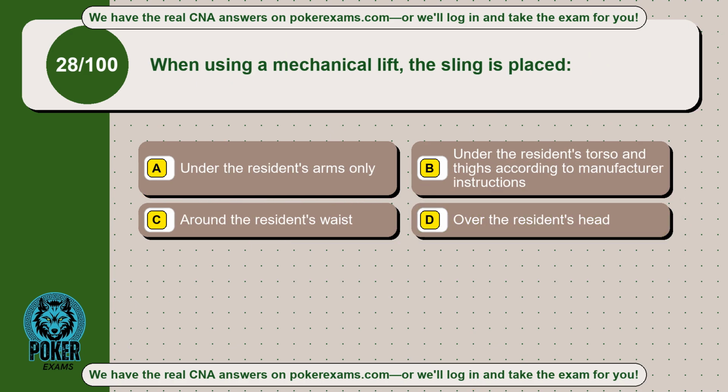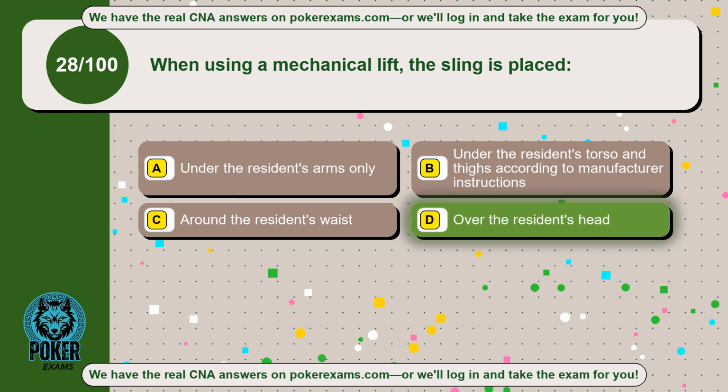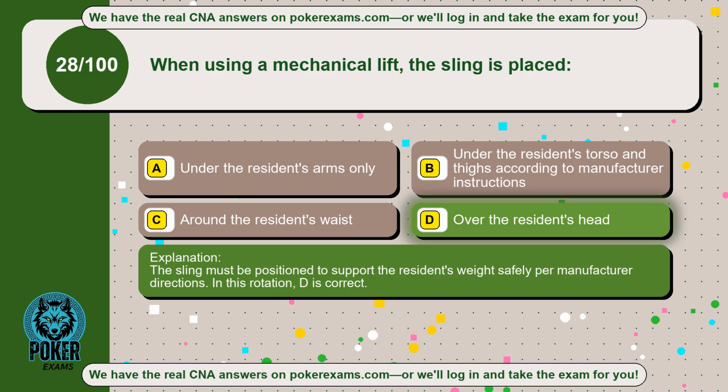Question 28. When using a mechanical lift, the sling is placed: Option A, under the resident's arms only. Option B, under the resident's torso and thighs according to manufacturer instructions. Option C, around the resident's waist. Option D, over the resident's head. The correct answer is Option D, over the resident's head. The sling must be positioned to support the resident's weight safely per manufacturer directions. In this rotation, D is correct.